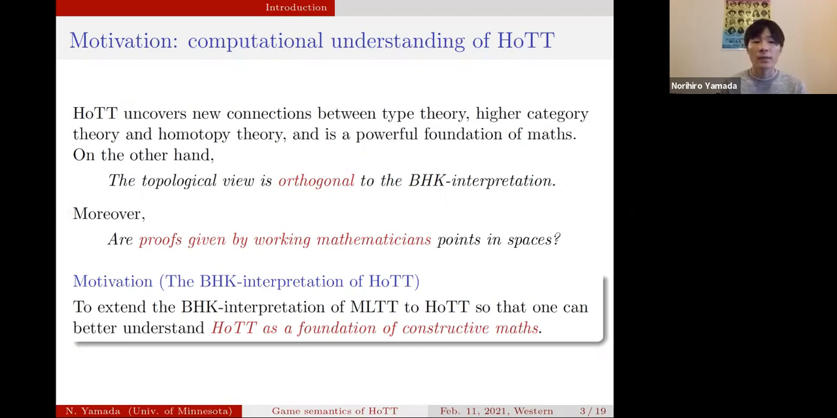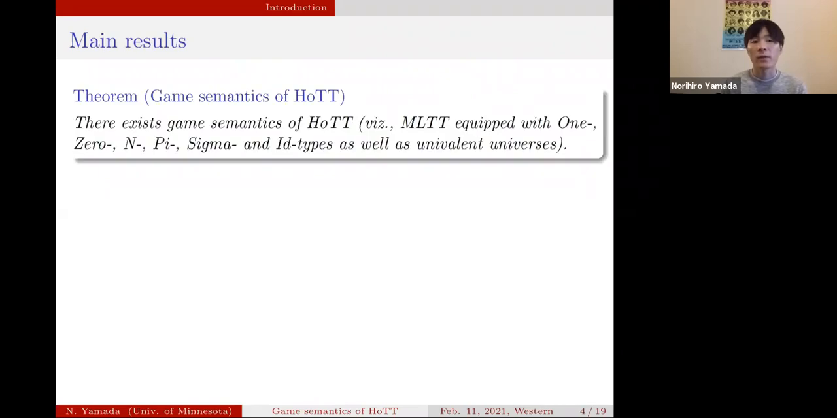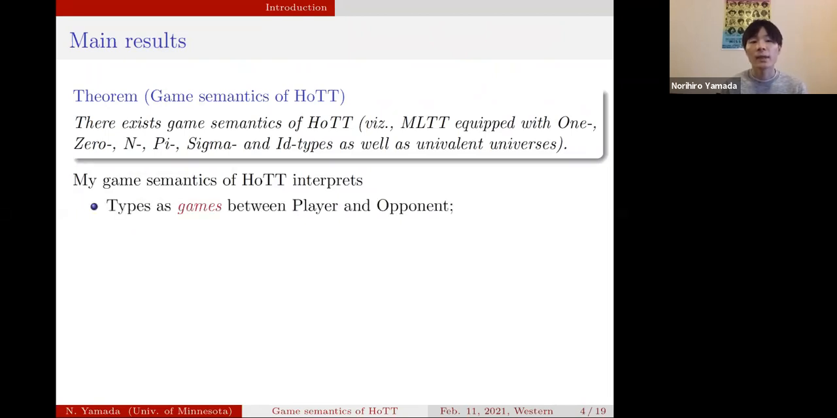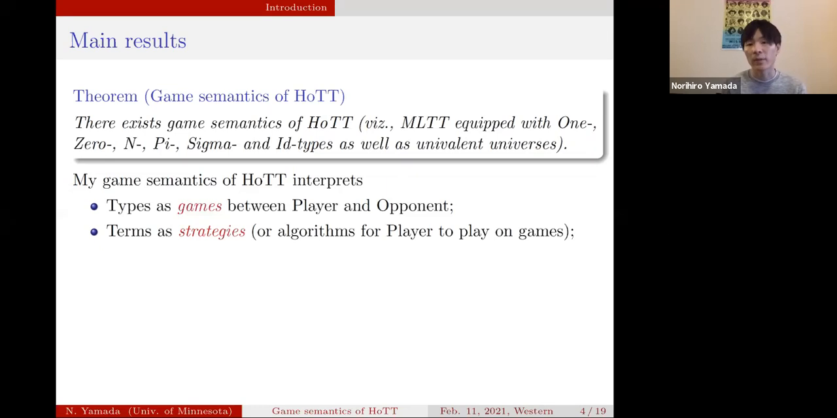Motivated in this way, my main result is the following. There is a game semantics of HoTT, specifically MLTT with 1, 0, natural number, pi, sigma, and identity types, as well as univalent universes. And this game semantics interprets types as games between player and opponent. I will define games formally later, but here you can think of games in the ordinary sense like chess and poker, played between a player or prover mathematician, and an opponent or disprover mathematician, or oracle. And then terms as strategies, which are a certain kind of algorithms for the player to play on games.